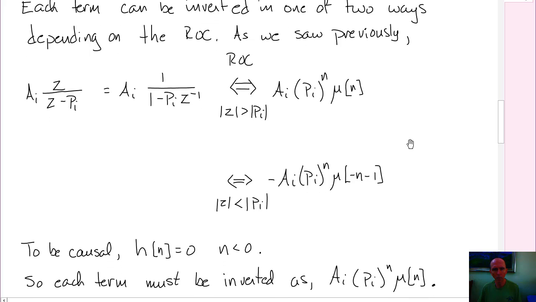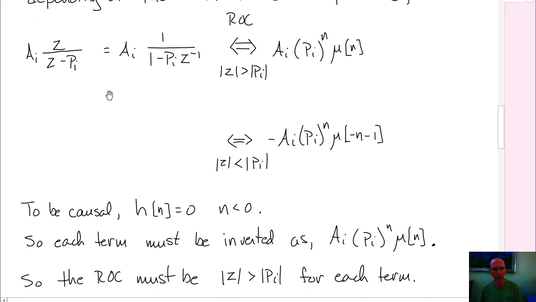We know from before that, for example, this term, writing it either in positive values of z or negative values of z, has two possible inverses, right? If the region of convergence is greater than the magnitude of the pole, this would be the inverse. But if the region of convergence is less than the pole, then this is going to be the inverse.